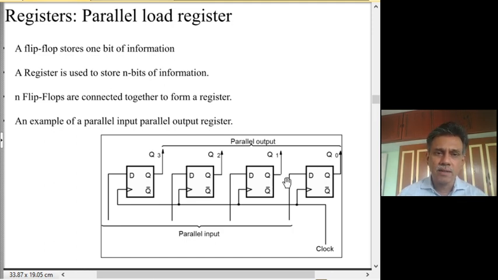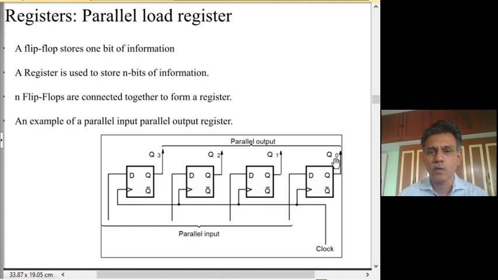So here, if you want to load into these flip-flops, you have to give the 4 bits which have to be stored. In case you have an unsigned binary number, the least significant bit has to be given to this D input, and the most significant bit has to be given to this flip-flop here. And then when a clock pulse positive edge comes, the corresponding bits will be stored in the D flip-flops.